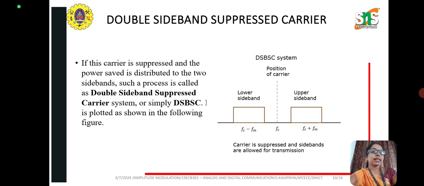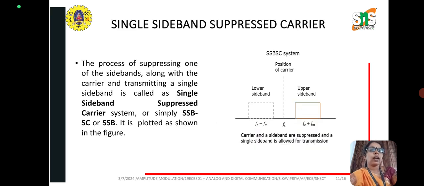If the carrier is suppressed and power is distributed to the two sidebands, such a process is called a double sideband suppressed carrier, as shown in the diagram. And next is the single sideband suppressed carrier. The process of suppressing one of the sidebands along with the carrier and transmitting a single sideband is called single sideband suppressed carrier, or SSB-SC or SSB.